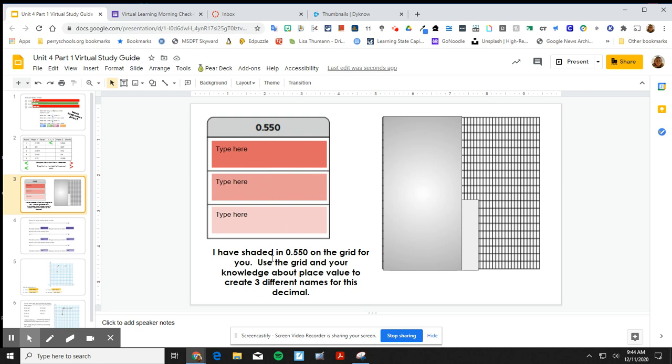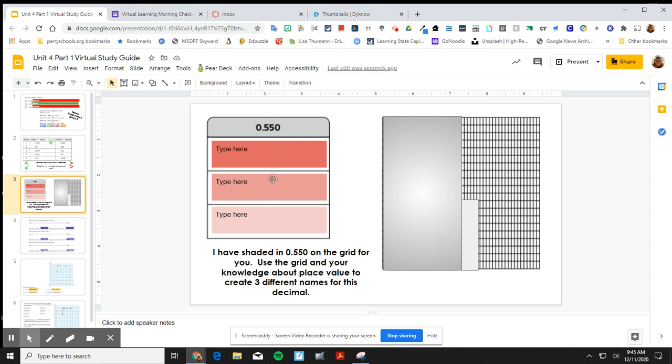On this one, you'll see I have shaded in 550 thousandths on the grid for you. What you want to do is use the grid and your knowledge about the place value to create 3 different names for this decimal. So this is a visual for you. It's the best we could do right now with a virtual one without having to make little squares for all those individual thousandths. But if you were to see, we would have shaded in 550 teeny tiny thousandths rectangles.